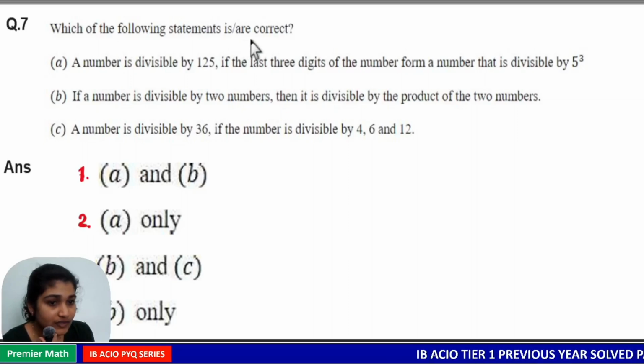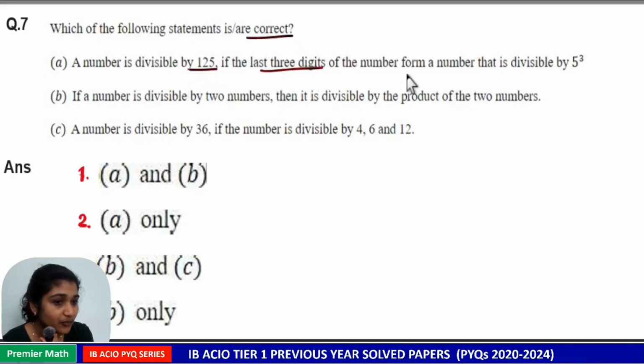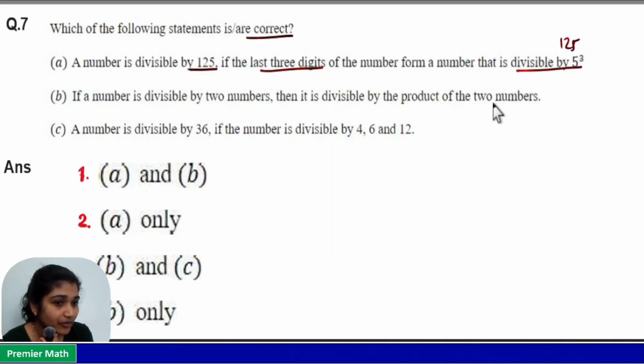Which of the following statements are correct? A number is divisible by 125 if the last three digits of the number form a number that is divisible by 5 cube. 5 cube is 125. So this can be correct. Let's check the other two as well.